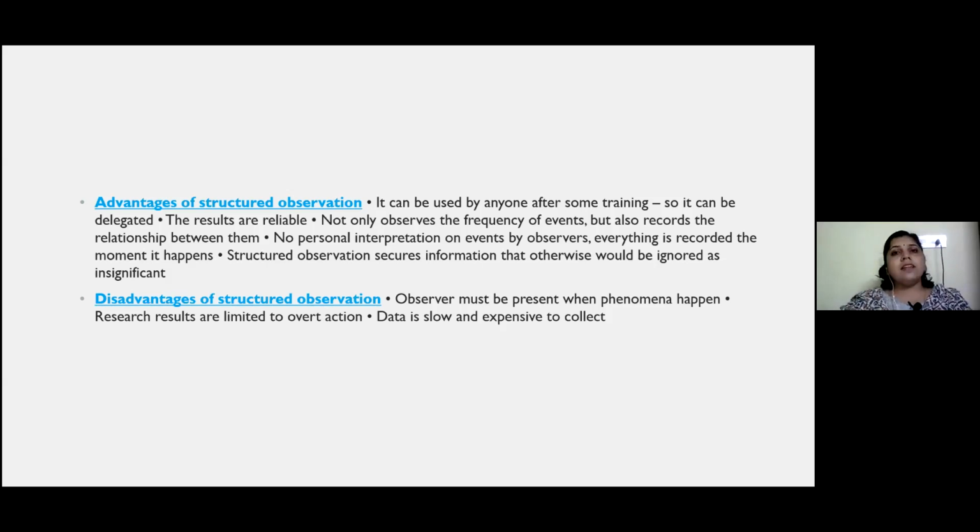If it is not structured, some people may be performing well, but they won't have a theme, and they will still be given good marks. So there won't be validity if you don't give a structure. Structured observation is very important, because sometimes we may ignore certain things which we think are insignificant, but they may also count. So structured observation helps us count each and every minute aspect of an incident which is happening.